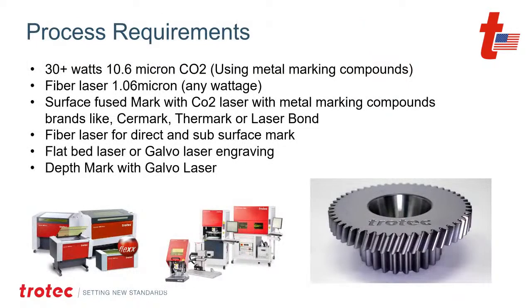Now, to process stainless steel with your laser system, this can be done in a lot of different ways, and I'm going to cover all of them today. In order to process with the CO2 system using metal marking compounds, you need at least 30 watts. The more wattage you have on the CO2 side, the faster you're going to be processing this material. And I'm going to cover exactly how to process with these materials using the fusing process, as I mentioned earlier, shortly after this slide here.